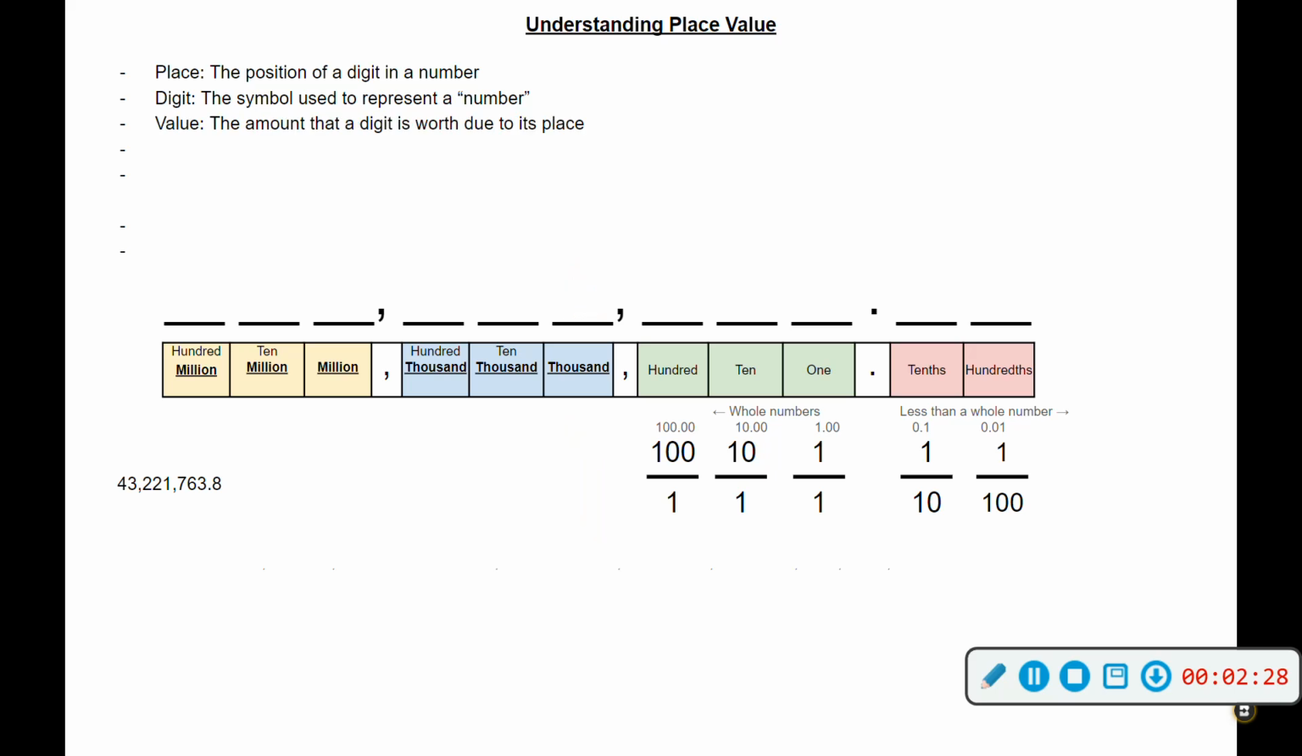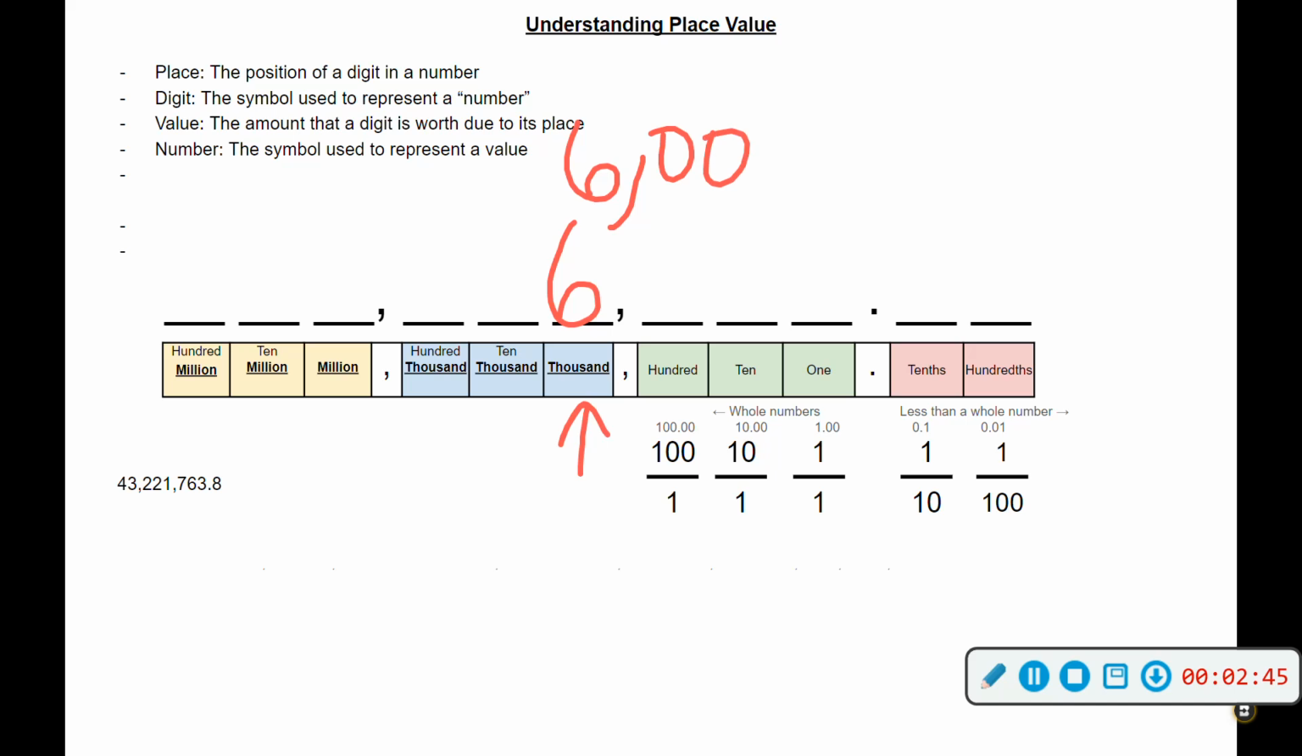Moving on, I have a value. I can have the thousands place occupied by the digit 6, which now means I can write that as a number, meaning it is worth 6,000. So the value of this digit in the thousands place is the number 6,000.